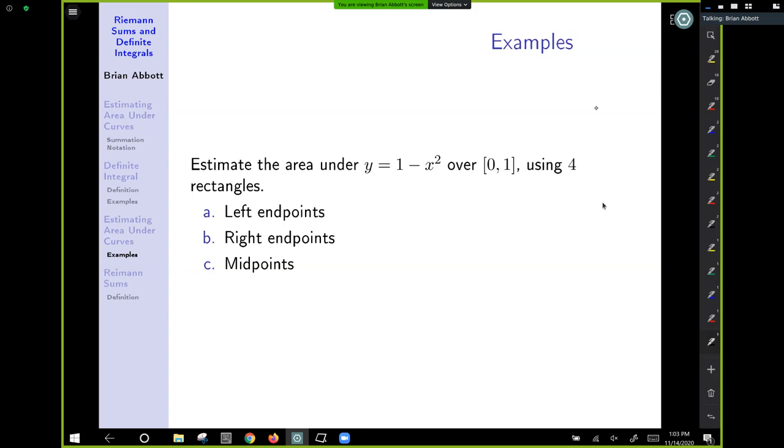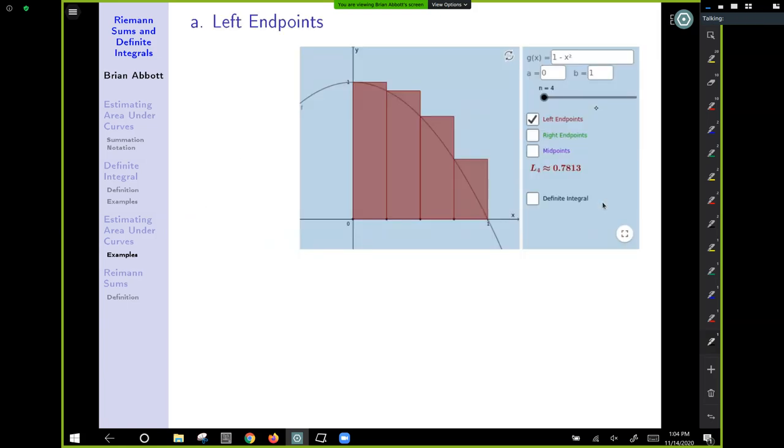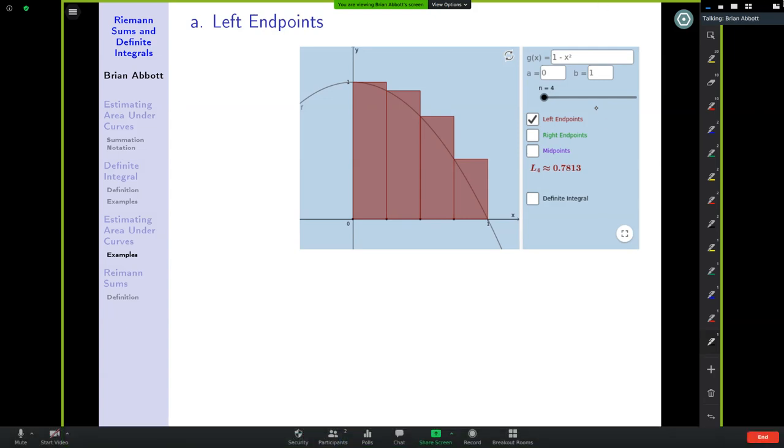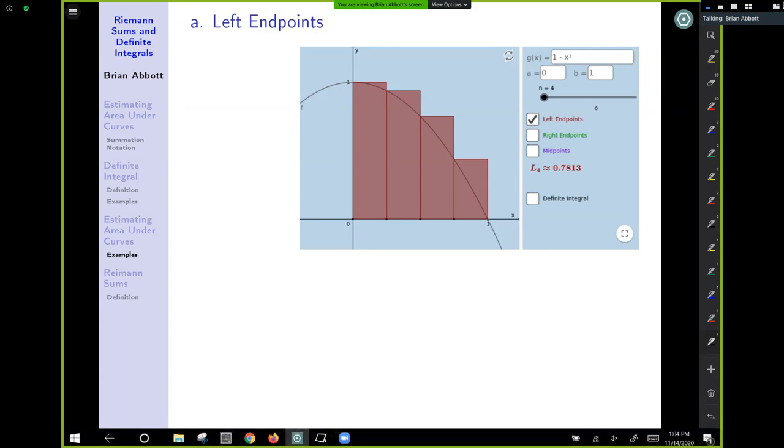So I want to do this three times. We want to take y equals 1 minus x squared and integrate it over 0 to 1 using four rectangles. Or, I'm sorry, we're not integrating this, we're estimating the area. And then we're going to use all three methods: left, right, and midpoints. So, having a look at our first one, what do we get? Well, it seems here that for this left endpoint example, we're going to overshoot our area calculation. And I've shown you the answer down there. It's already clicked, but let's do the math here.